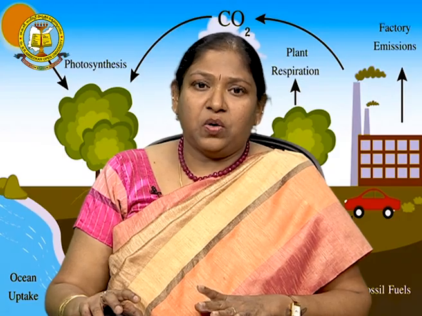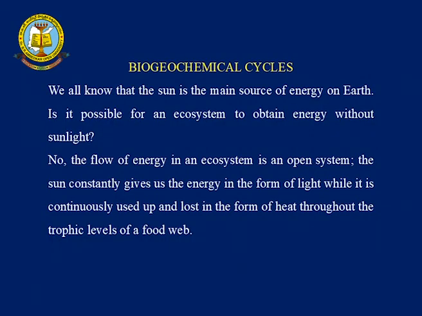Now, what are these biogeochemical cycles? We all know that the sun is the main source of energy on earth. Is it possible for an ecosystem to obtain energy without sunlight? No. The flow of energy in an ecosystem is an open system. The sun constantly gives us energy in the form of light, while it is continuously used up and lost in the form of heat throughout the trophic levels of a food web.